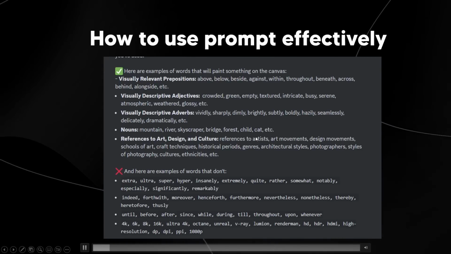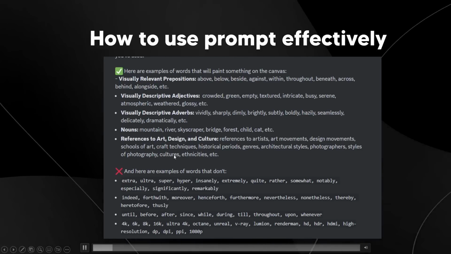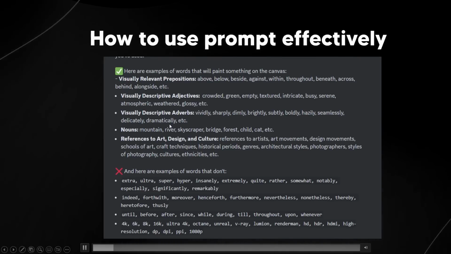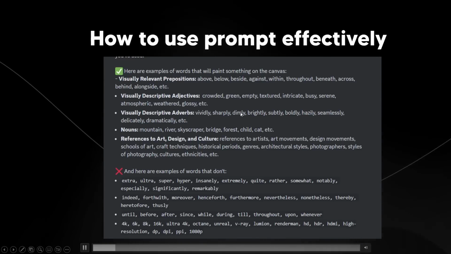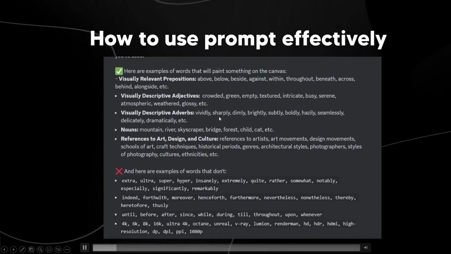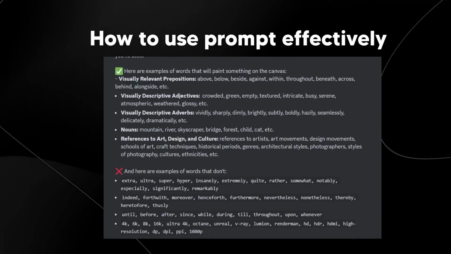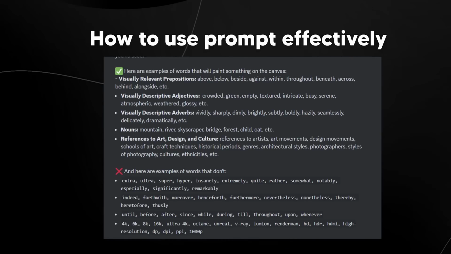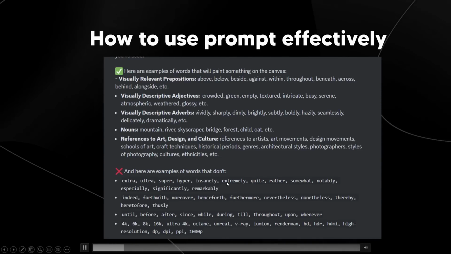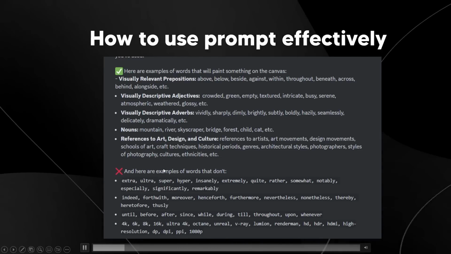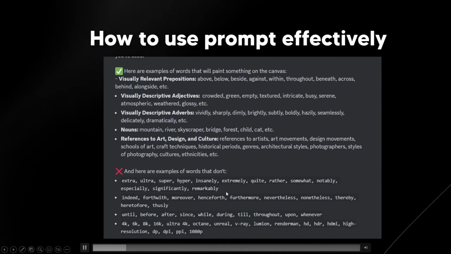Then of course you can reference artists, art movements, design movements, photography styles, ethnicities, cultures, and of course you can use words like vividly, sharply, dimly, brightly, subtly, boldly, hazily, seamlessly. And some of these words I'm not entirely familiar with, but like I said, Google is your friend. Just Google them, see images that perfectly describe that, then use those words to your advantage. Then of course you can see here are example words that don't help, like insane, extreme, somewhat, 8K, ultra, before, since. These words just really don't help you.